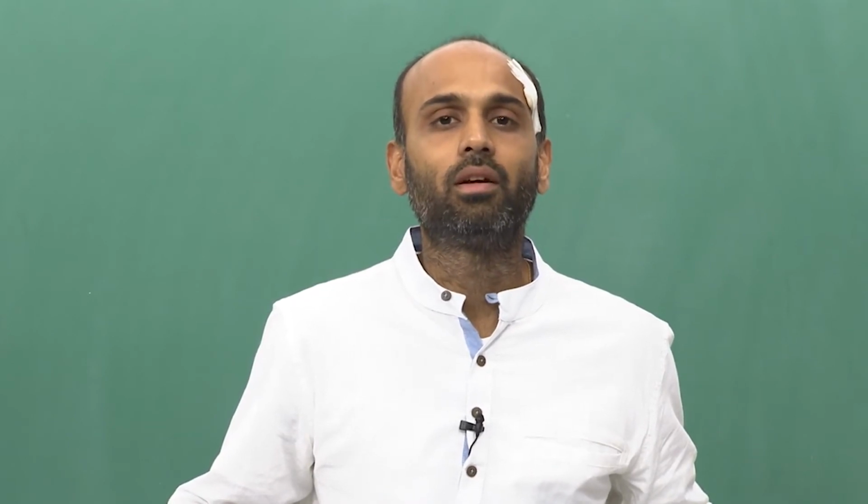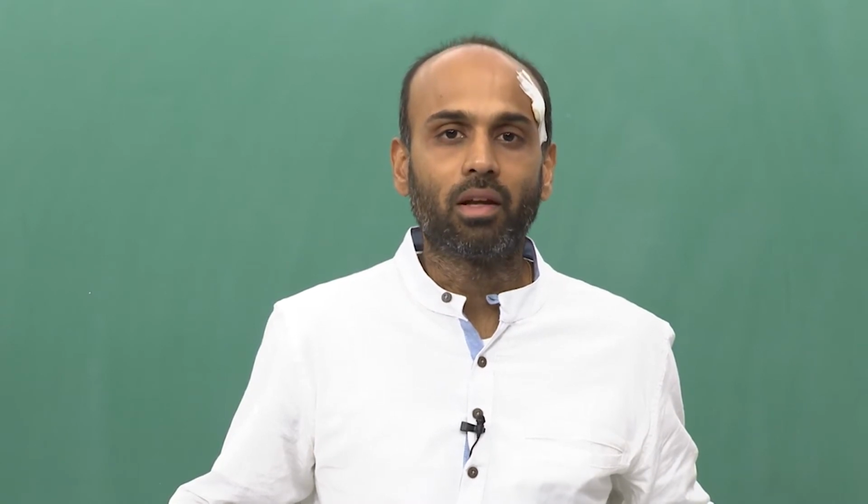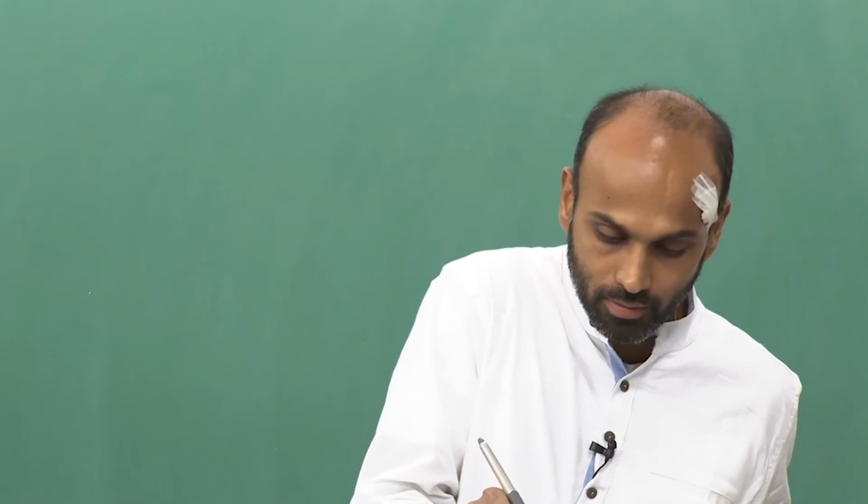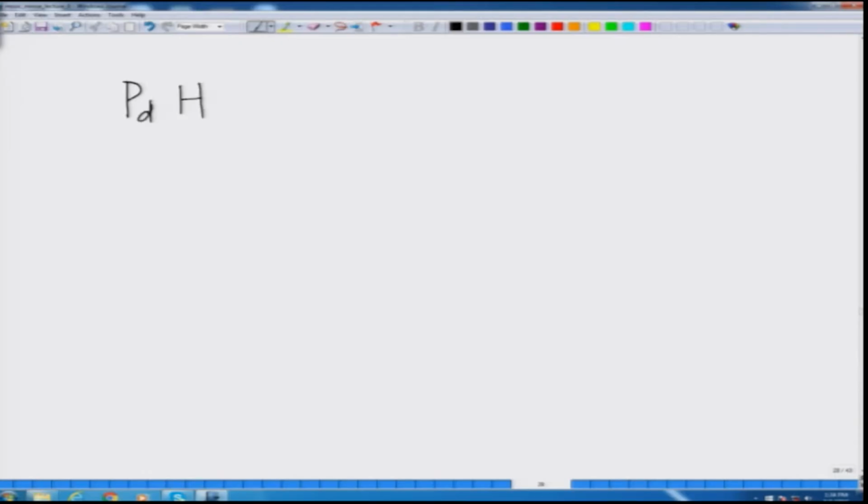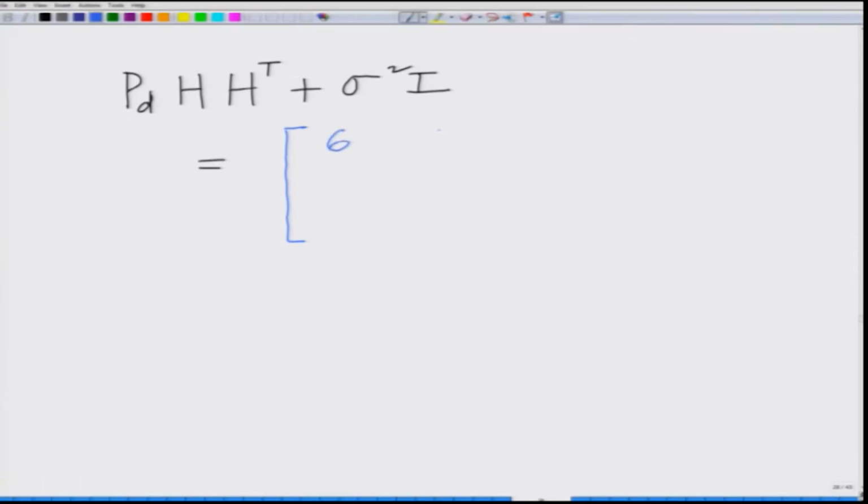So, we are doing an example to illustrate the derivation of the LMMSE equalizer, and we have demonstrated that this matrix P D H H transpose plus sigma square identity is given as, let me just write this down. Clearly, this is a 3 cross 3 matrix with rows 6 2 0, 2 6 2, 0 2 6. And now we have to compute the inverse of this matrix.